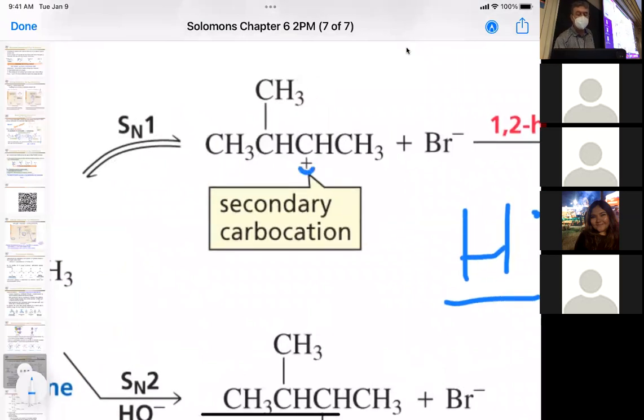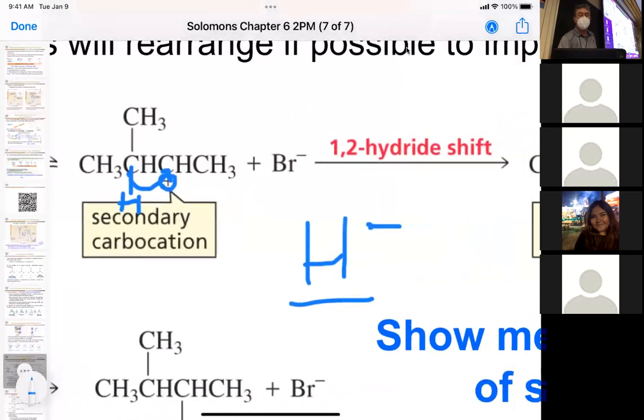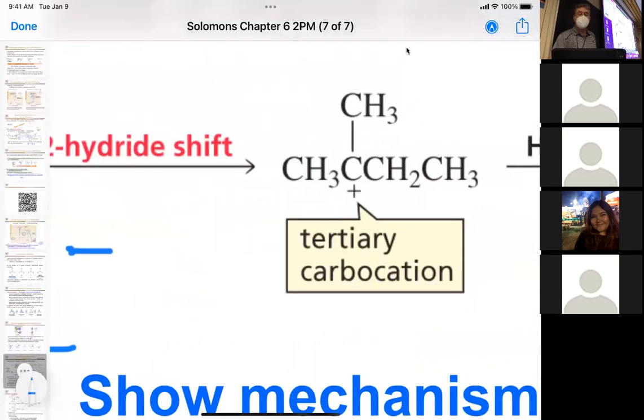Now this carbocation is on a secondary carbon, but look, this carbon right next to it is a tertiary carbon and it has a hydrogen on it. So what it's going to do is the hydrogen is going to take its electrons and move over here to give us our tertiary carbocation. Okay, it went from a secondary carbocation to a tertiary carbocation by moving that hydrogen and its 2 electrons.